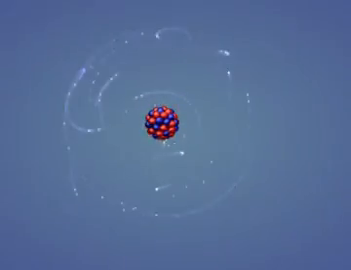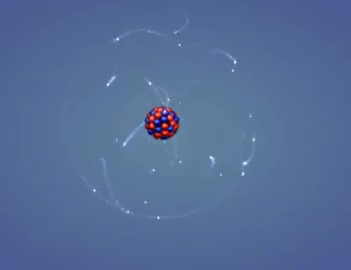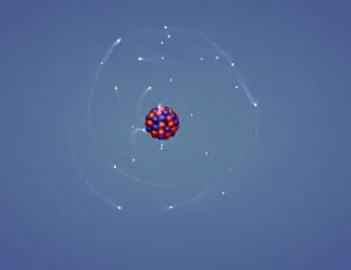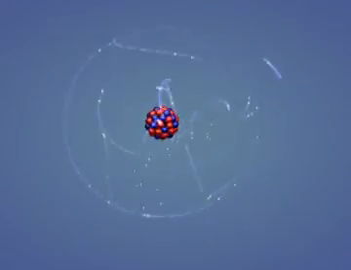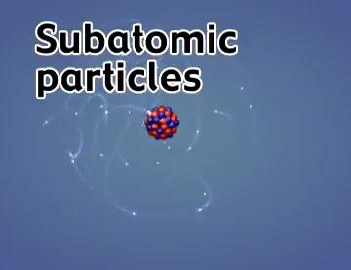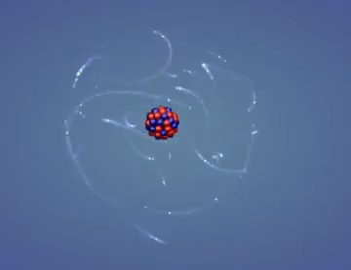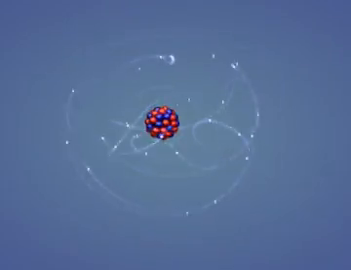When you think of how small an atom is, it's hard to believe that they're made up of even smaller pieces of matter, generally referred to as subatomic particles. While there are many different kinds of subatomic particles, the three main ones are protons, neutrons, and electrons.